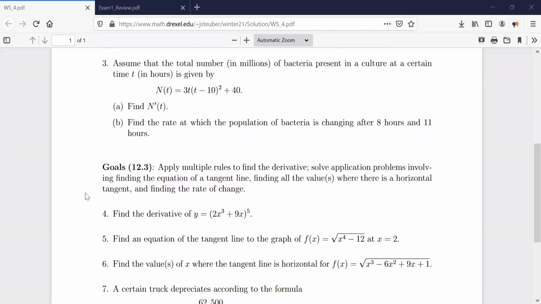So assume the total number in millions of bacteria present in a culture at a certain time t in hours is given by the function n of t is equal to 3t times t minus 10 squared plus 40. So how am I going to do this guy? How am I going to find the derivative of n of t?